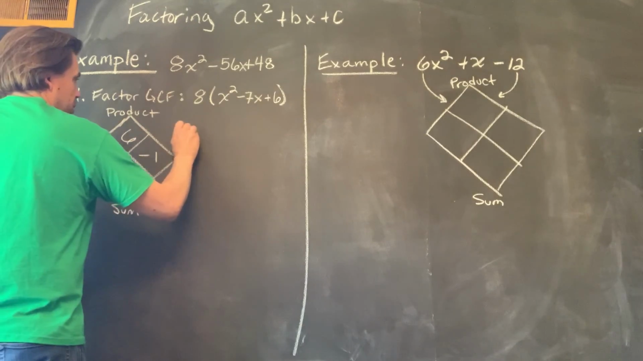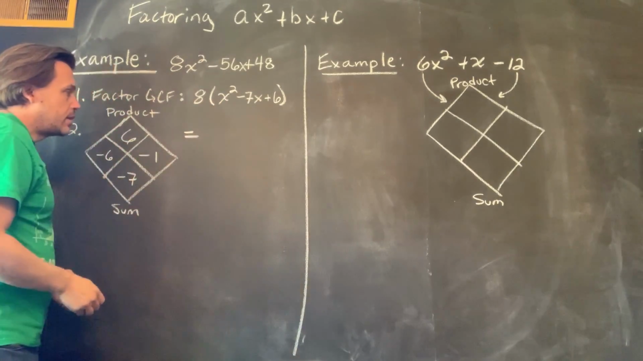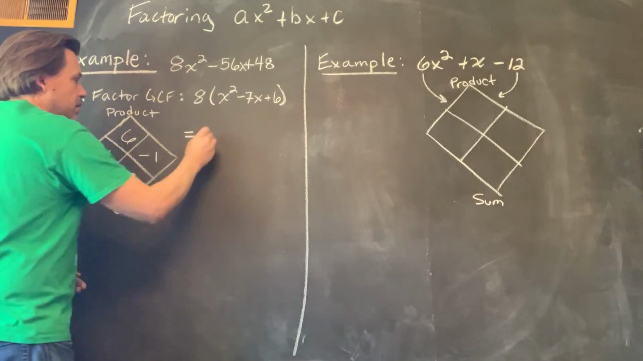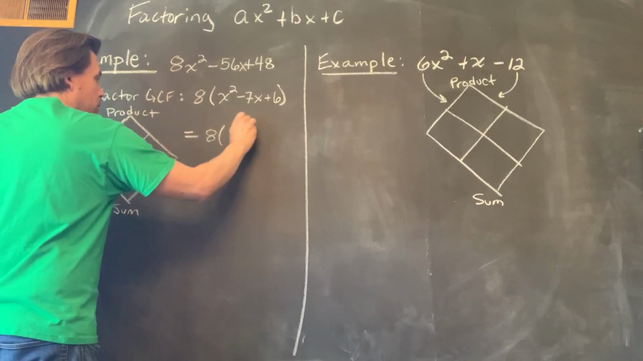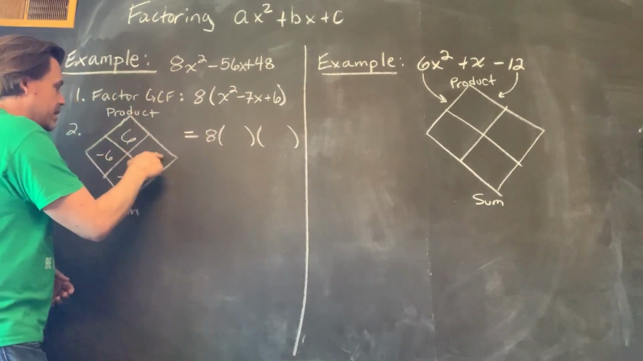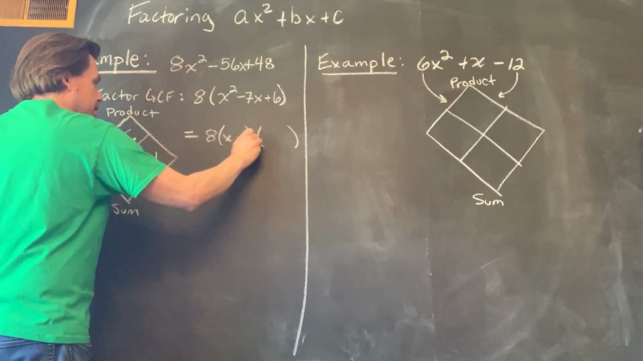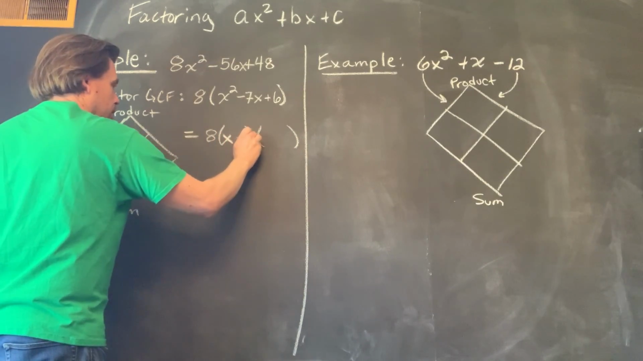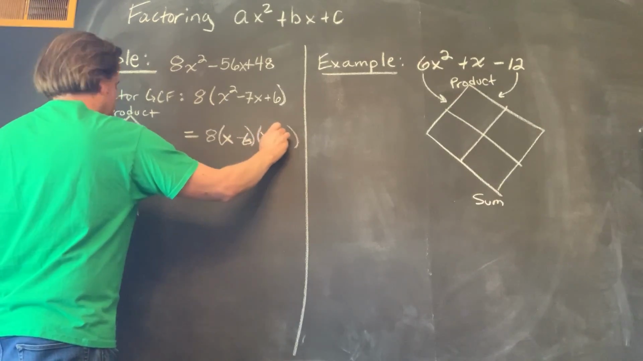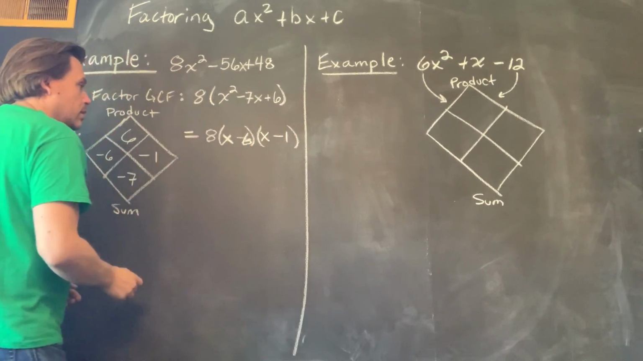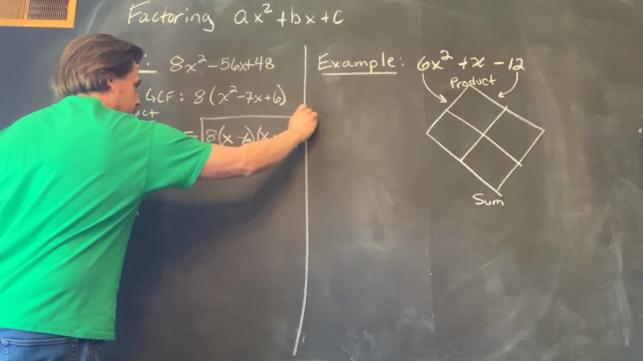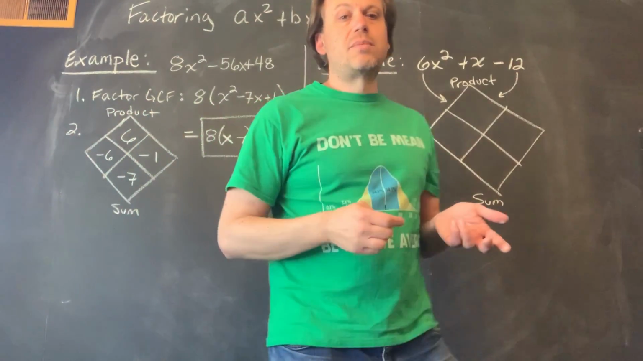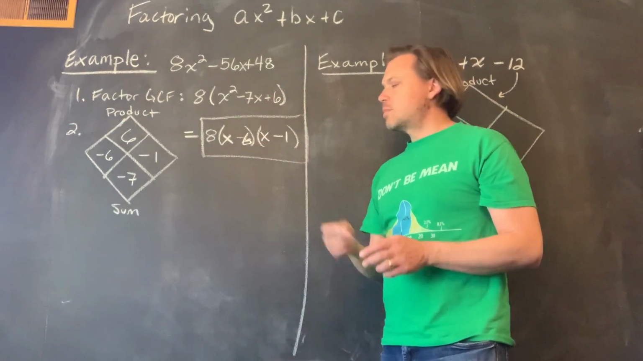So in my diamond, and actually now I'm pretty much done because this problem had 1 for the coefficient. So I'm going to leave the 8 there. And then I'm going to use my diamond. x minus 6, and x minus 1. That's my final answer. So that's what happens if you have a leading coefficient that's bigger, but when you factor it out, you get something more simple.